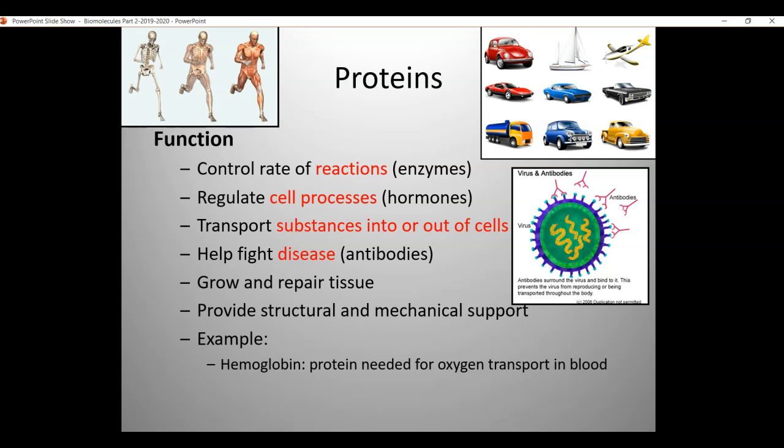It helps fight disease, or antibodies. There's a picture of that over to the right. And it helps grow and repair tissue. And it provides structural and mechanical support, because it helps build muscle as well. An example would be hemoglobin. Hemoglobin is a protein needed for oxygen to transport in blood. So if you don't have enough hemoglobin, then you're going to have a hard time transporting the oxygen to the rest of your body where it needs to go.